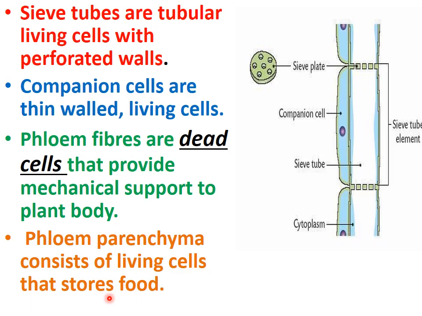So now you can see the difference. Sieve tubes are living cells. Companion cells are also living cells. Phloem fibers are dead cells and phloem parenchyma is a living cell. Means out of these four, which one is dead? It is phloem fibers. They are dead cells.